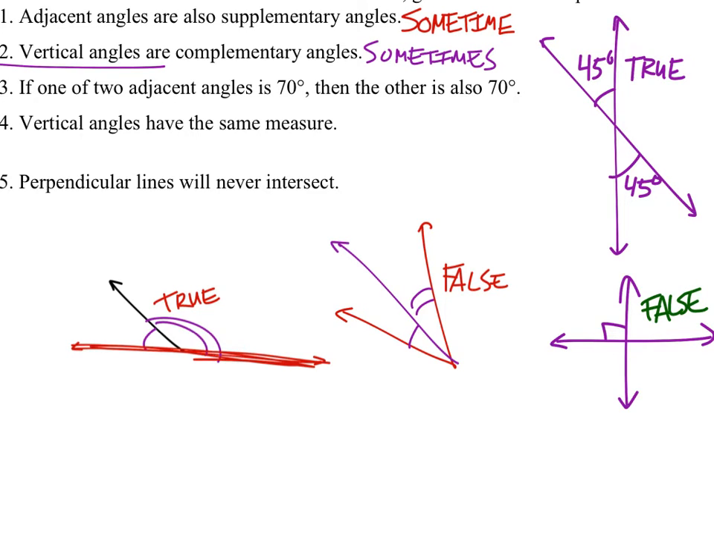If one of two adjacent angles is 70 degrees, the other is also 70 degrees. So let's look at what would make this true. If this is my line, and then I have a 70-degree angle right here, I can make the other angle next to it also 70 degrees.